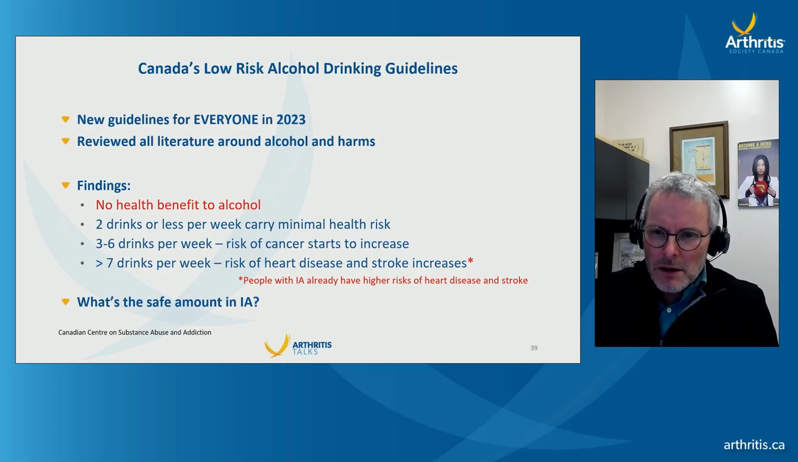So what is the safe amount in inflammatory arthritis? Well, I think we still don't know. I would suggest that if you're having more than the 7 drinks of alcohol per week, like the Health Canada guidelines, you should likely aim to drink less. We know that in the 3 to 6 drinks per week range, the risk is about the same as dying in a car accident as an avoidable risk. So that gives you a sense as to where to put that risk within the context of your life.